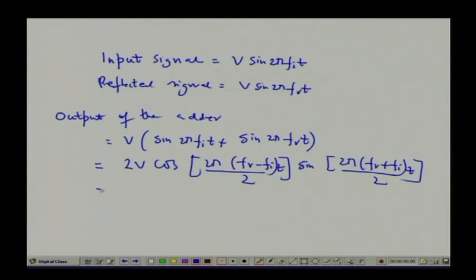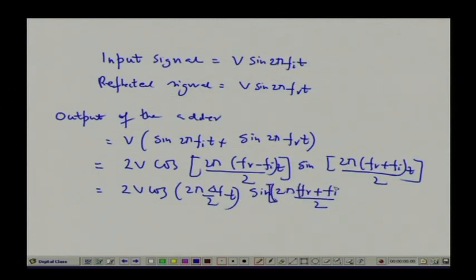So, this will give you 2V cos of 2 pi delta f by 2 times t, multiplied by sin 2 pi (Fr plus Fi)/2, if I put it in the first bracket, and this will be in the second bracket, times t, right.